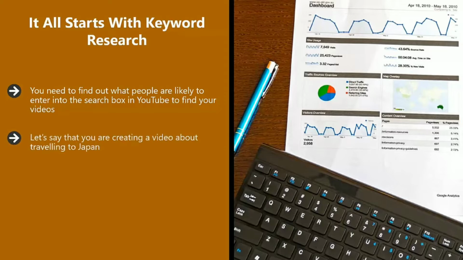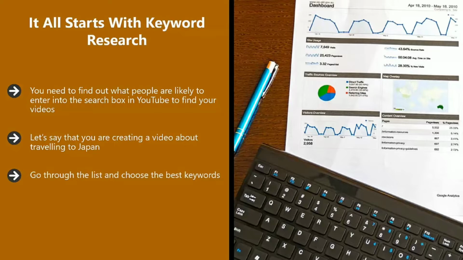Let's say that you are creating a video about traveling to Japan. When you are in the Google Keyword Planner, enter the seed keyword Japan travel and then see what other keyword suggestions Google has to offer. You can download these suggestions in a CSV file, which you can open with most spreadsheet applications such as Microsoft Excel. Go through the list and choose the best keywords.